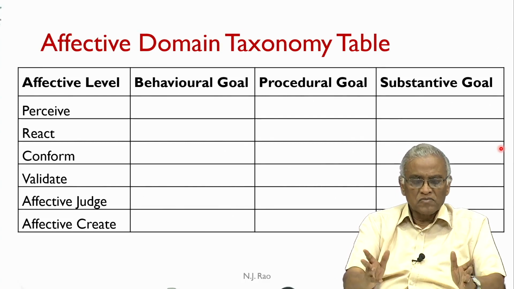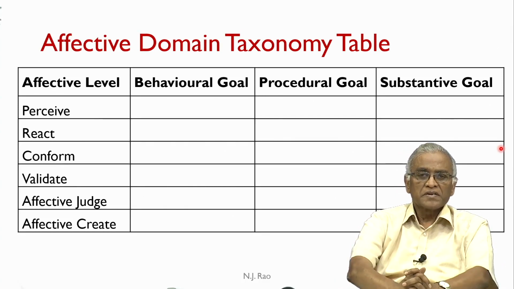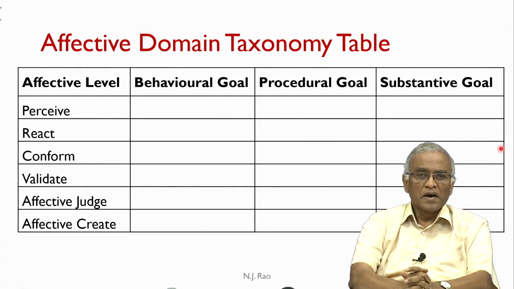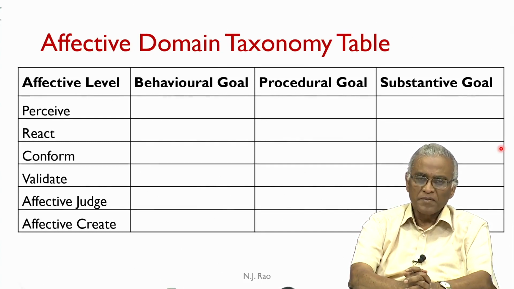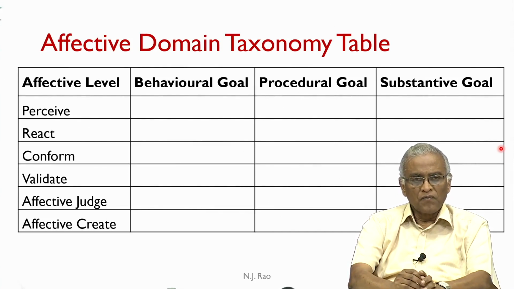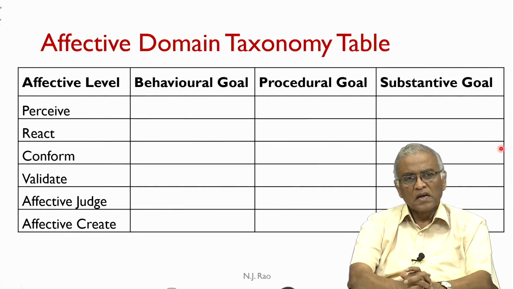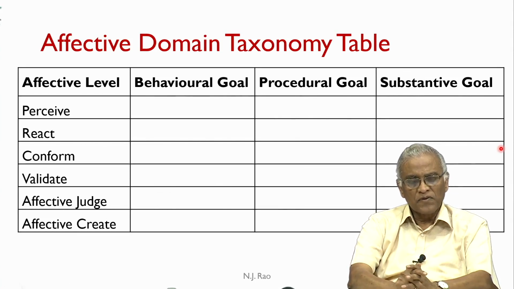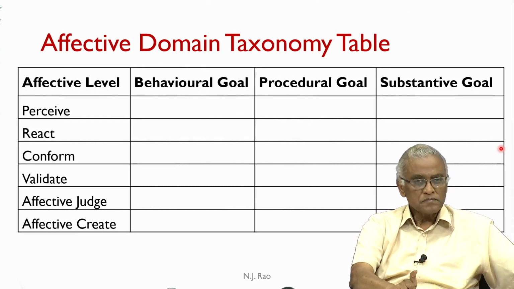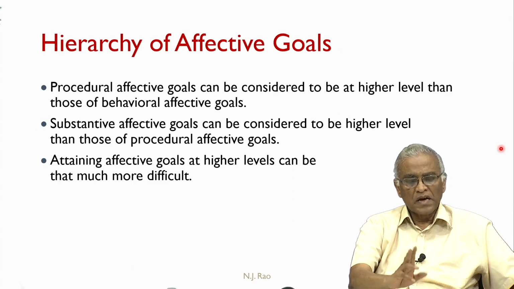Okay. So, this affective domain taxonomy table also can be effectively used by the faculty who want to address the affective domain simultaneously along with the cognitive domain. We have not come across such a taxonomy table for the psychomotor domain. So, this is the hierarchy of affective goals that I have explained.